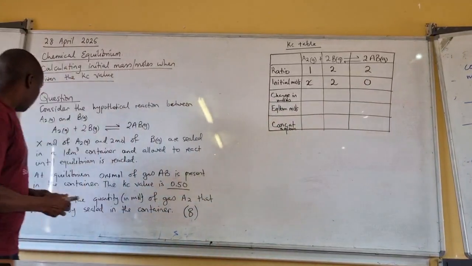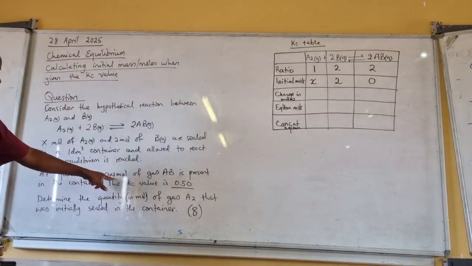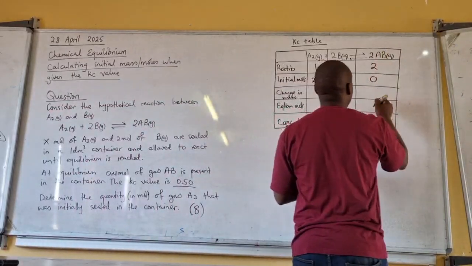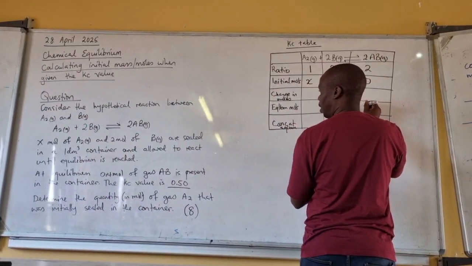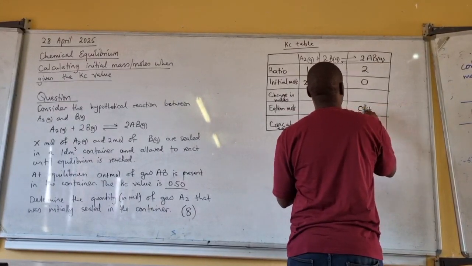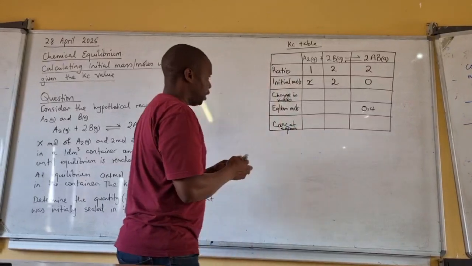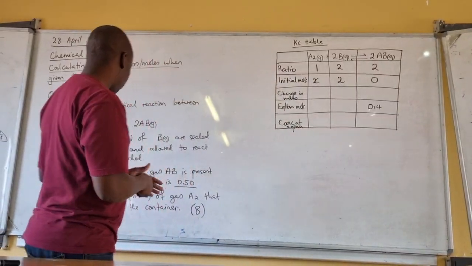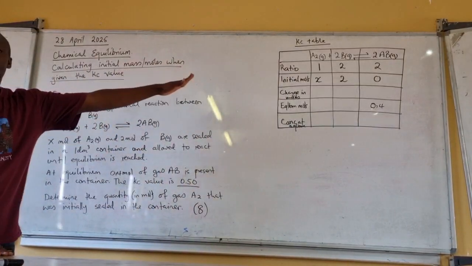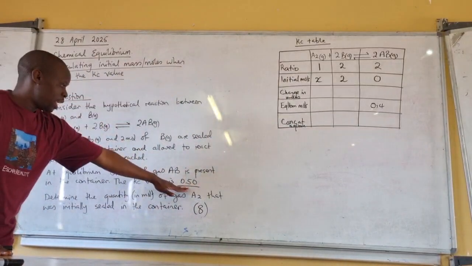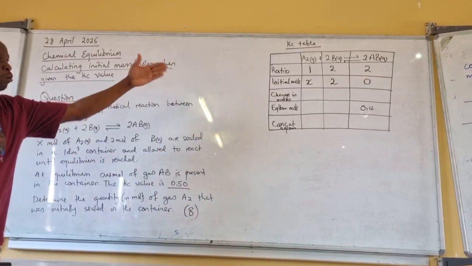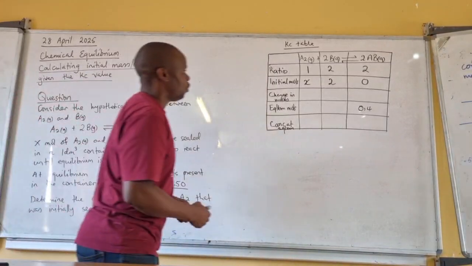Okay? At equilibrium, 0.4 mole of gas AB. Gas AB is here, so that is our 0.4. Right. I have exhausted everything that is given that can be included in the table. Our KC value cannot be included in the table. I will show you how we are going to use it.